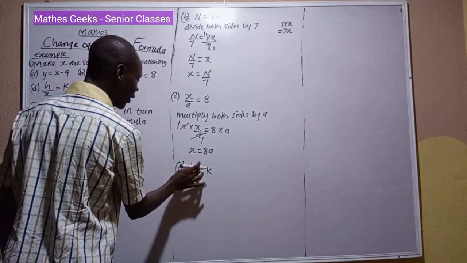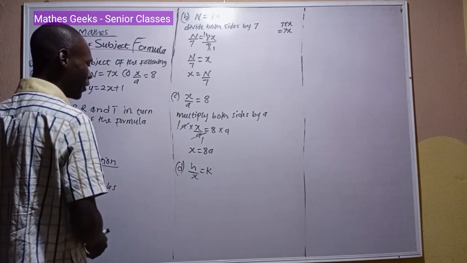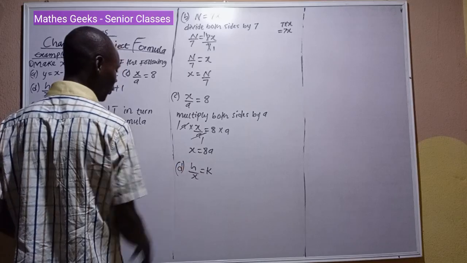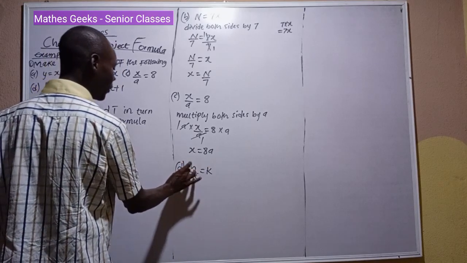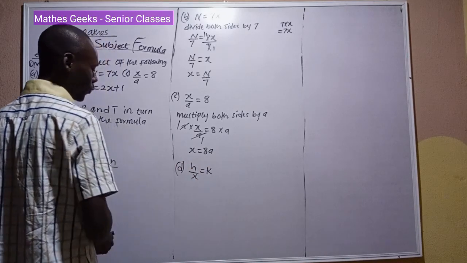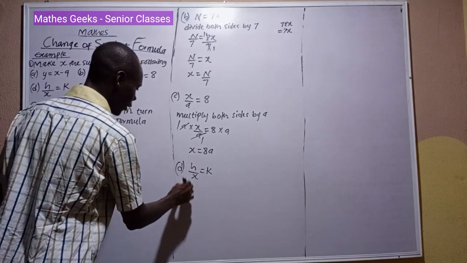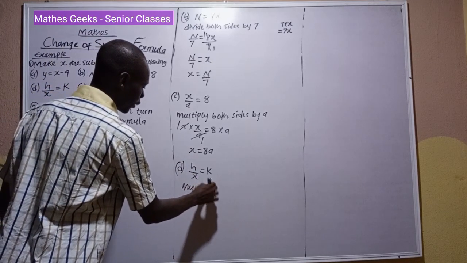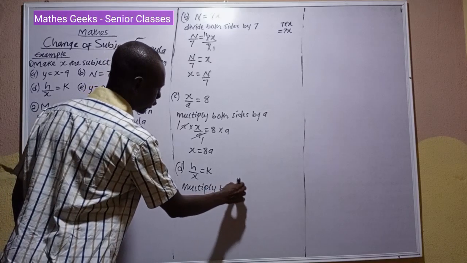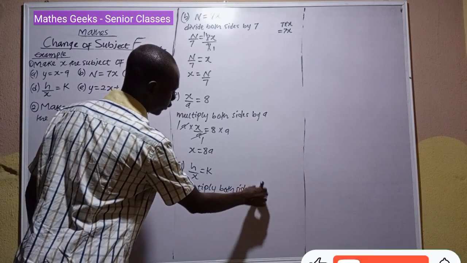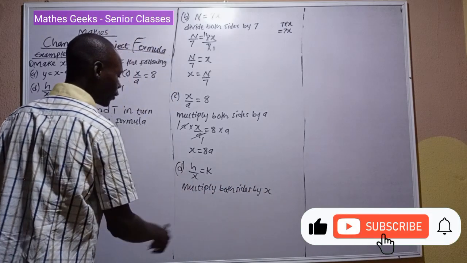But how do we eliminate h? We can't eliminate h directly from here. So what we need to do is to eliminate this division. For us to eliminate division, we're going to multiply both sides by x.